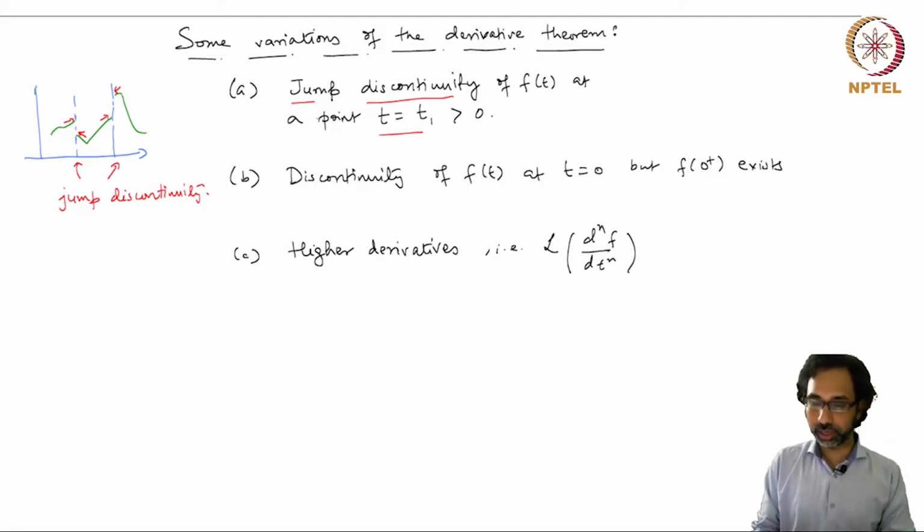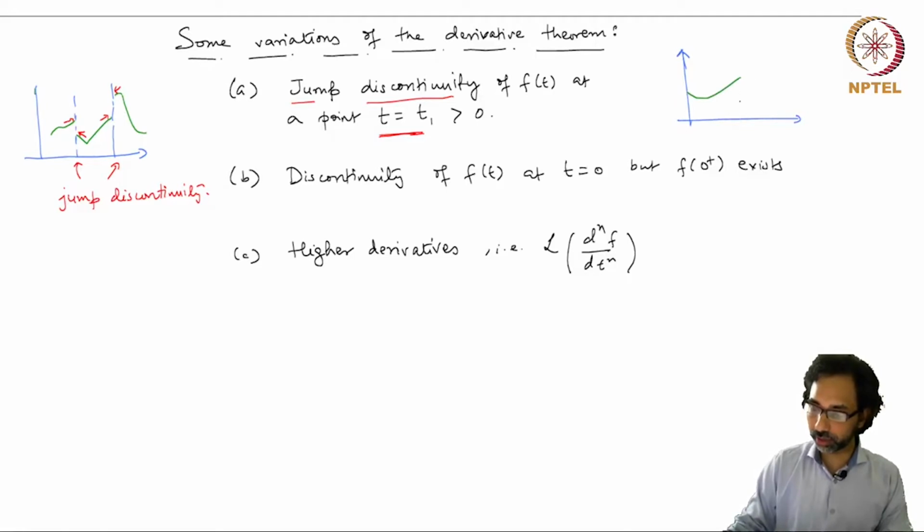So here we are assuming that f has a jump discontinuity only at one point, t equal to t naught, which means that it looks something like this. So it is assumed to be continuous over all of 0 to infinity, but at one point it has a jump discontinuity. So this is our case A, the first case for f of t.